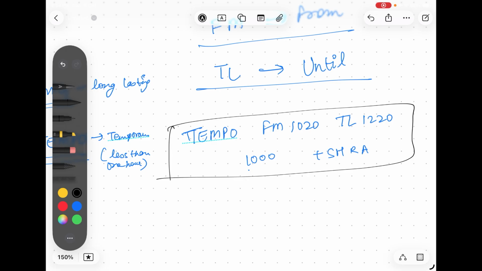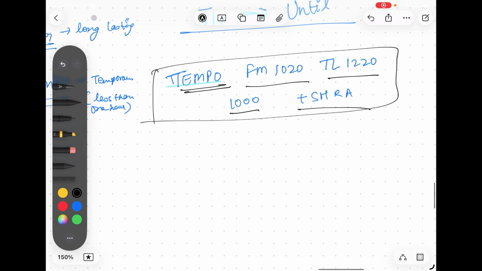So what it really means is that there is a temporary weather that is up to 1 hour or less than 1 hour. From this time to this time, this much is the visibility and these are the showers. So this is the trend which is always mentioned after a METAR report has ended.